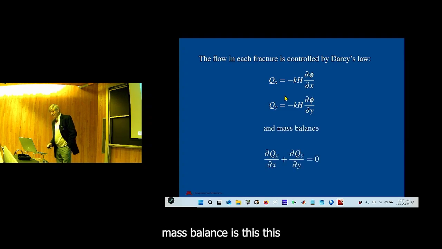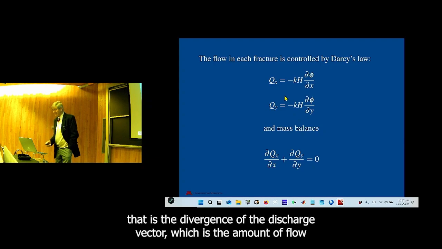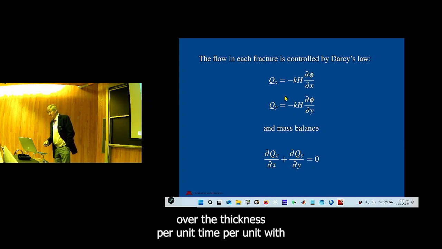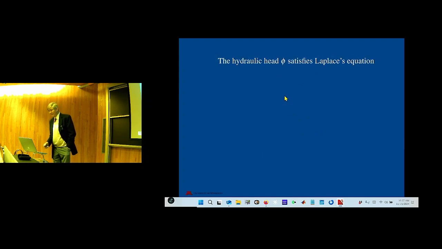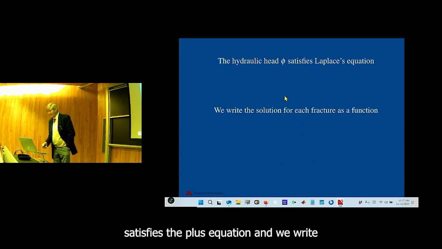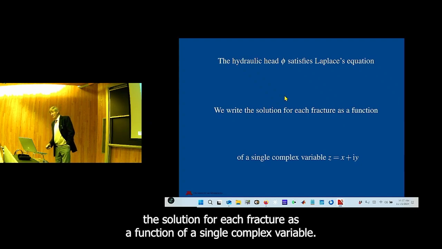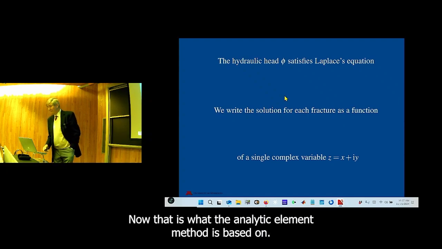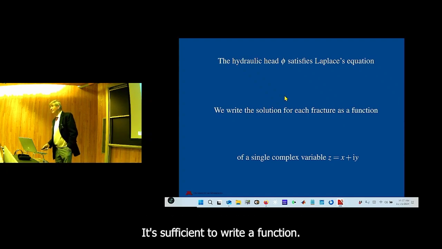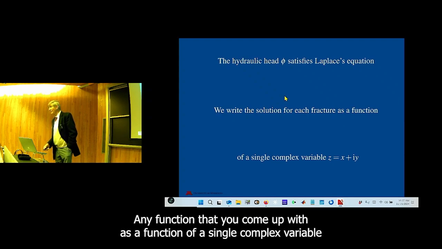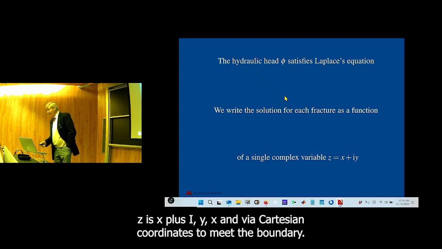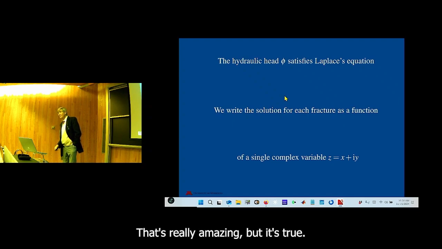Mass balance is just this. That is the divergence of the discharge vector, which is the amount of flow over the thickness per unit time per unit width. The hydraulic head satisfies Laplace's equation, and we write the solution for each fracture as a function of a single complex variable. Now that is what the analytic element method is based on. It's sufficient to write a function, any function that you come up with, as a function of a single complex variable, z is x plus iy, where x and y are Cartesian coordinates, to meet the differential equation. That's really amazing, but it's true.